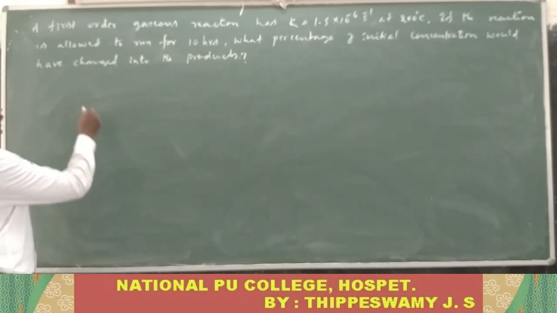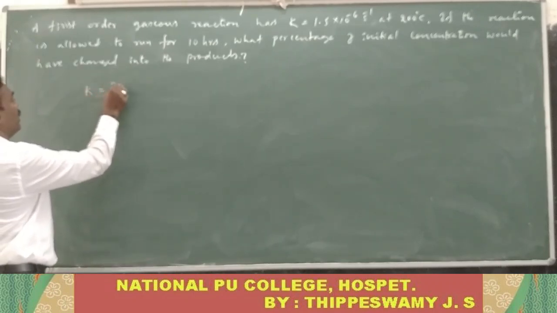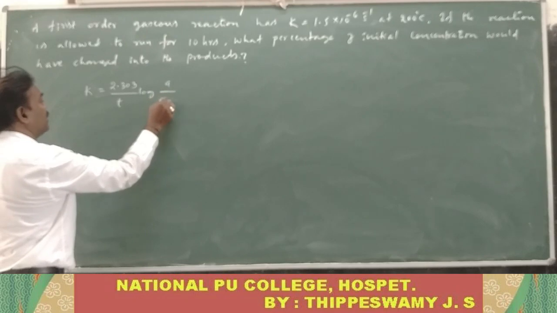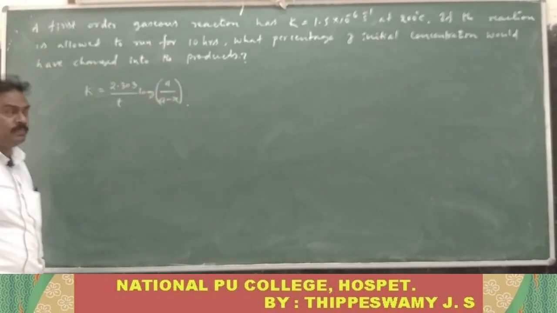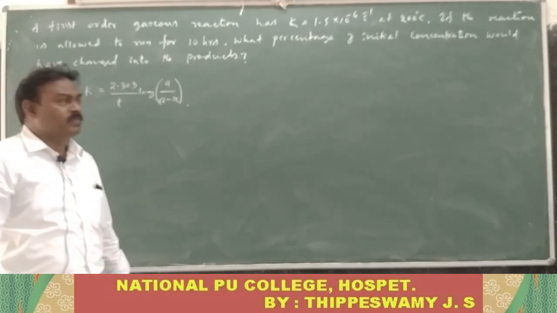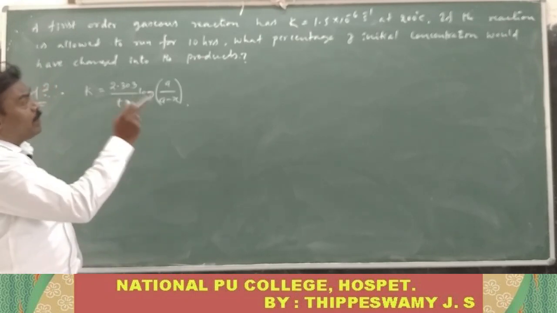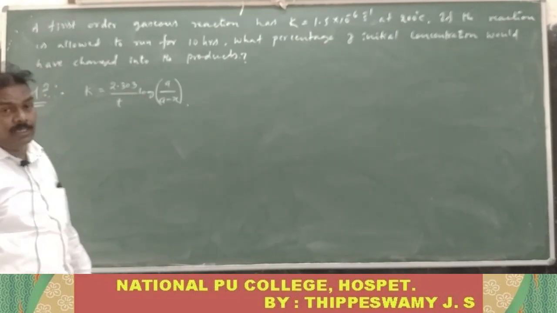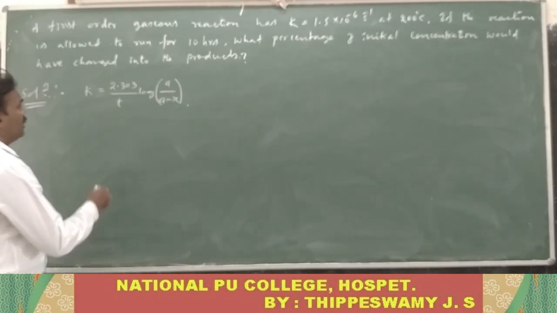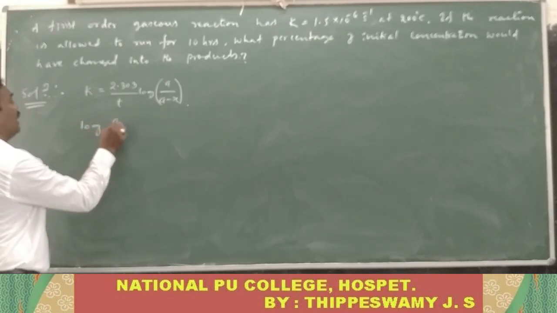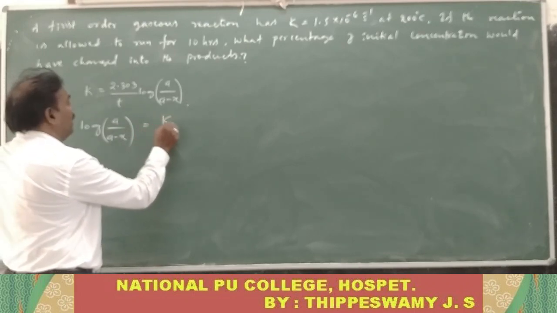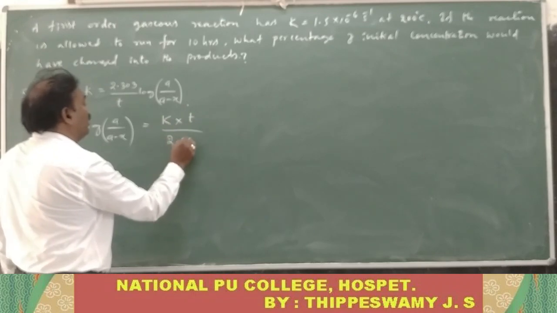So first of all, I write the equation, that is K is equal to 2.303 by T into log of A by A minus X. This is what we use now for the solution. Following all of you, first of all, what we have to calculate? What percentage of initial concentration would have changed into the product? We have to calculate X here, not A. So I can write the formula in this manner: log A by A minus X is equal to K into T divided by 2.303.